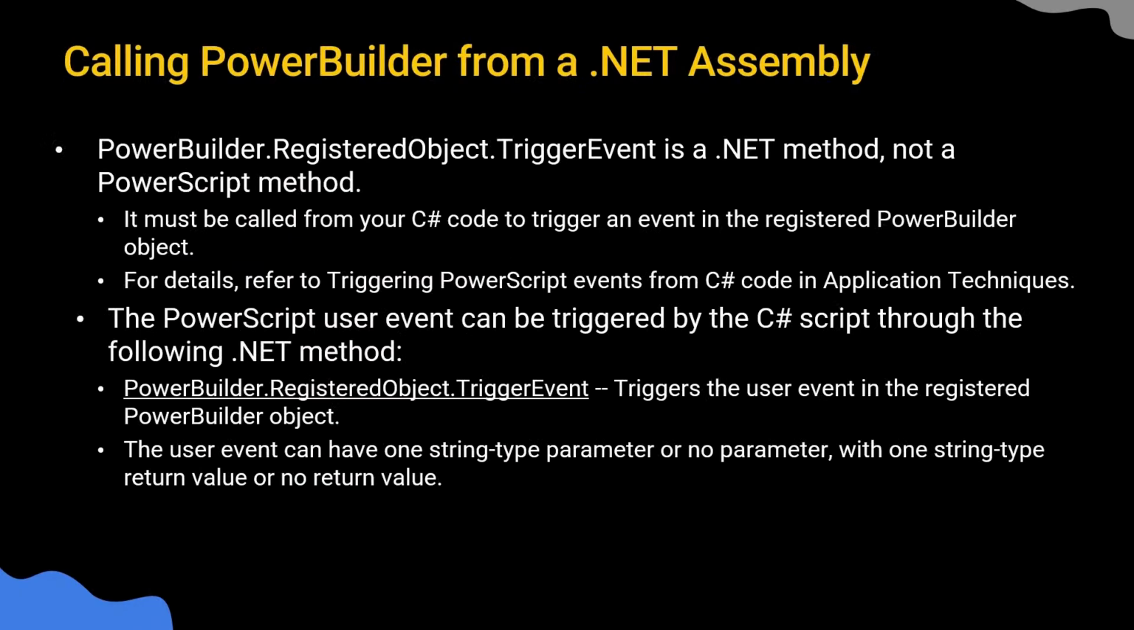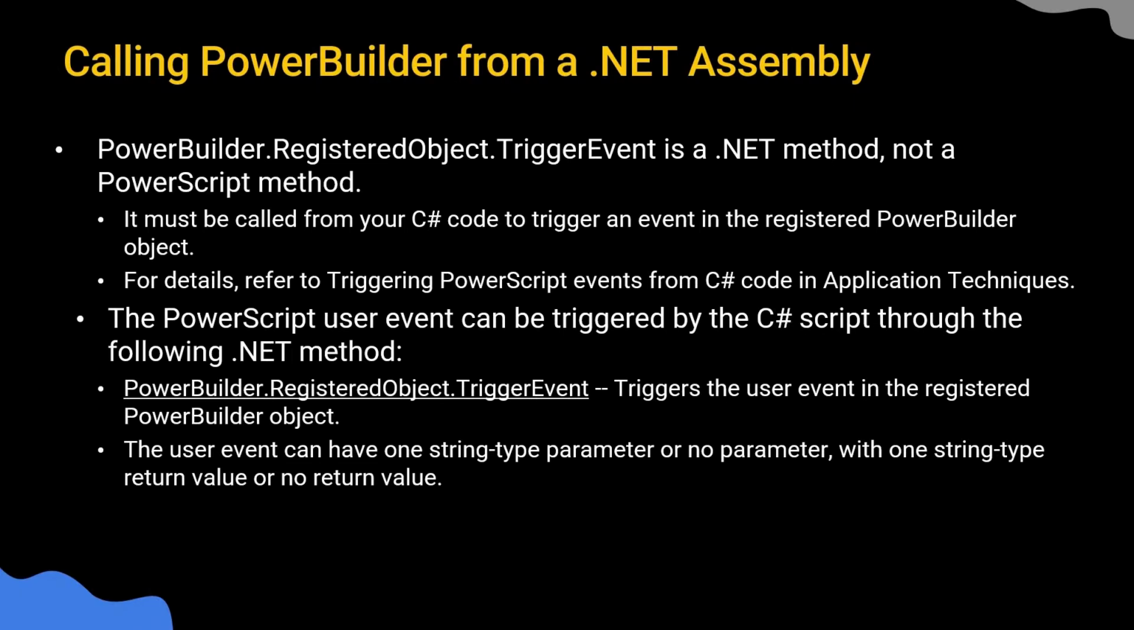Once the PowerBuilder instance is properly registered with the .NET assembly, it's possible to manage a callback into the PowerBuilder environment, into the registered object, by calling in the PowerBuilder namespace registered object.trigger event. This must be called from your C# code in order to trigger the event in the registered PowerBuilder object. There's details on this in the application techniques guide.